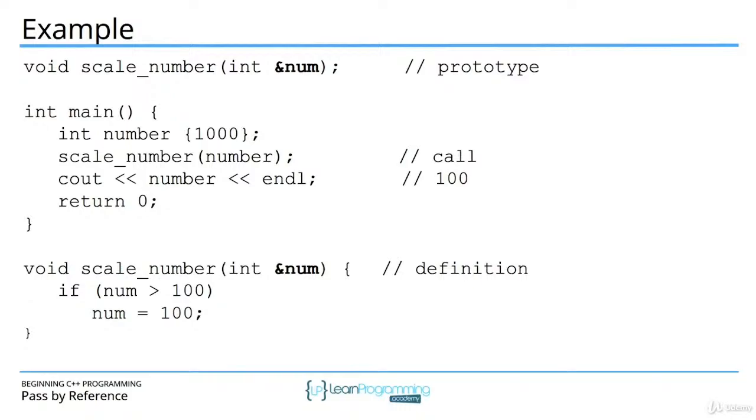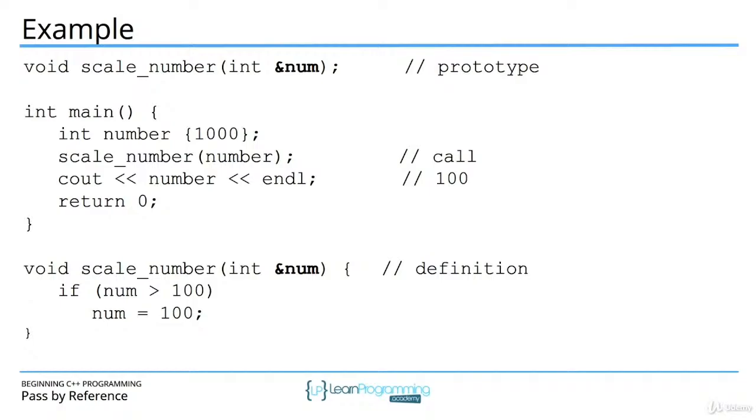In this example, we have a function named scaleNumber. Notice that the parameter list to the function is not an int named num. It's a reference to an int named num. That's what the ampersand does. So now when we use num in the function body, we're referencing the actual parameter. Let's walk through this. In main, we declare an integer number and initialize it to 1000. Then we call the scaleNumber function and pass in the actual parameter number. We now transfer control to the scaleNumber function.